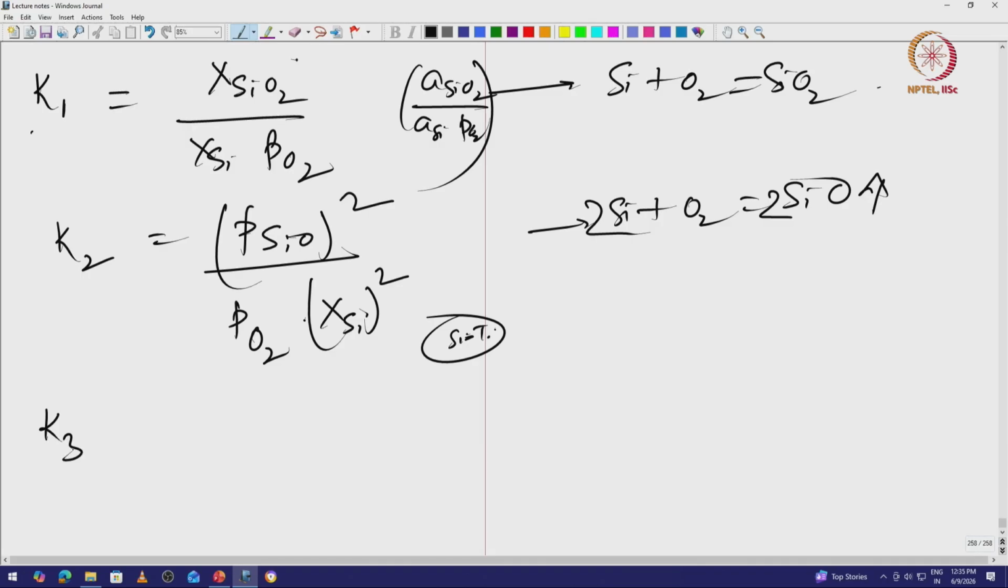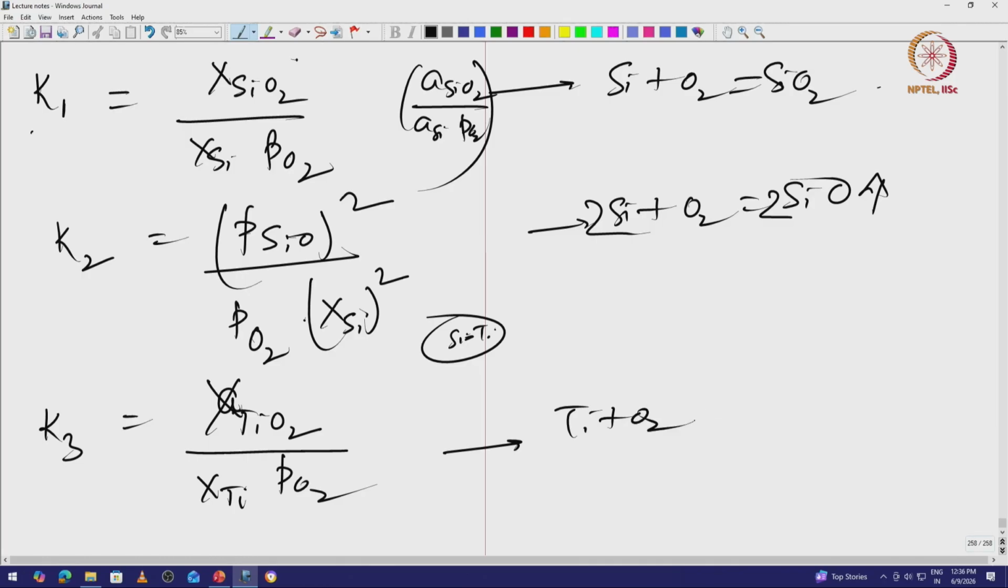Then K3 is equal to XTiO2, right, divided by XTi times PO2, and this is for the reaction Ti plus O2 gives rise to TiO2, okay. Now I have 3 independent equations, right, and I have 3 equations and 6 variables, so I need 3 more equations, and those 3 more equations come from mass balance, right. Whatever be the reaction, right.